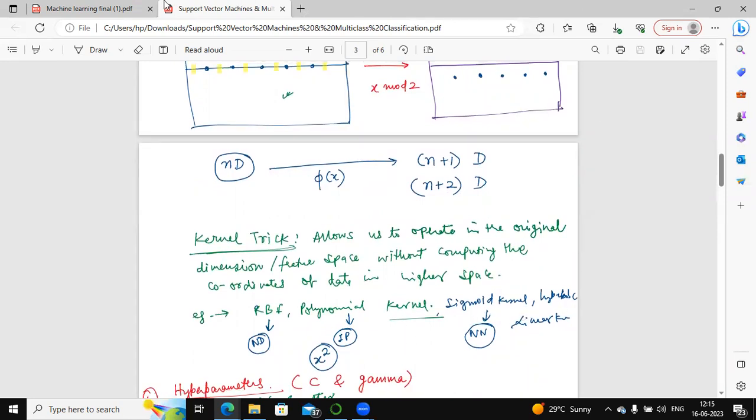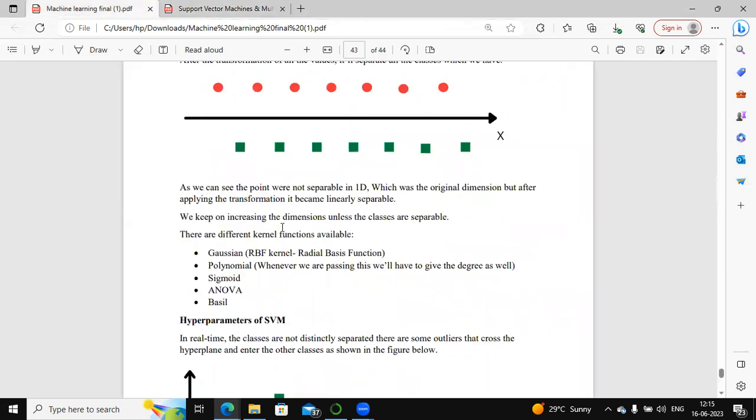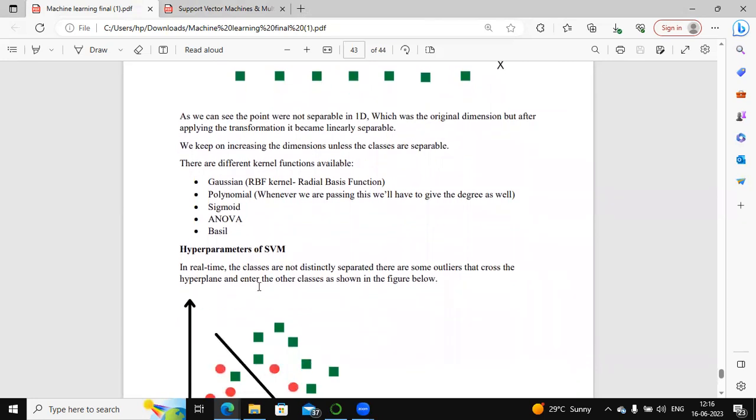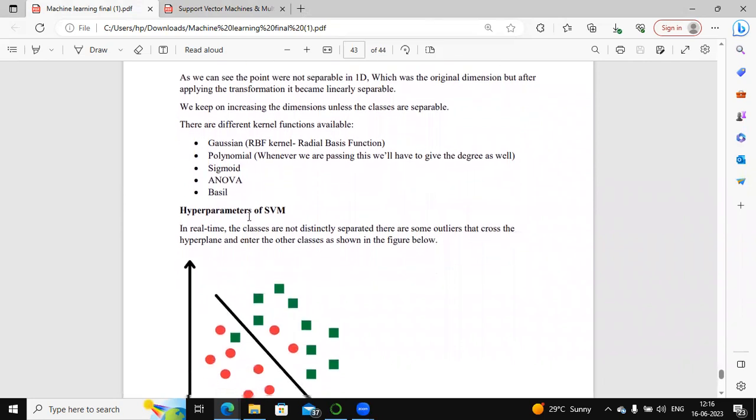If I go to the previous PDF over here, there are different kernel functions available. Gaussian is RBF, that is radial basis function. Polynomial, when we are passing this, we'll have to give a degree as well. Then we have sigmoid, and then here we have ANOVA, and then we have base. So we will discuss this in future classes. You don't have to worry about that.